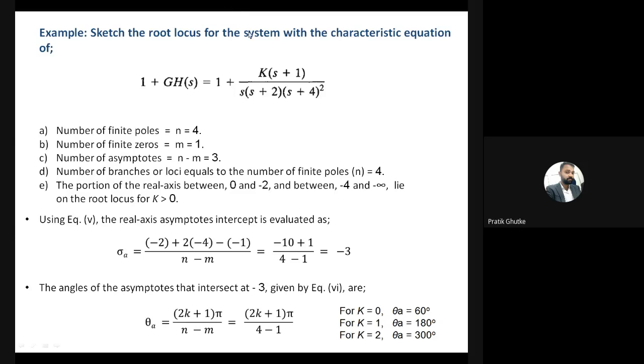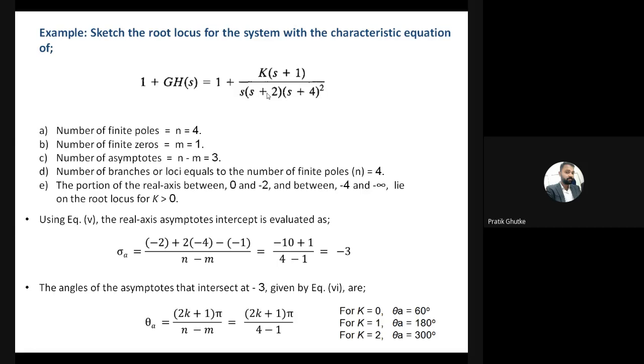So calculate the breakaway point or break-in point by the characteristic equation 1 plus G(s) into H(s) equals 0. In this case there are 4 poles: 2 poles at minus 4, 1 pole at minus 2, and 1 pole at 0.